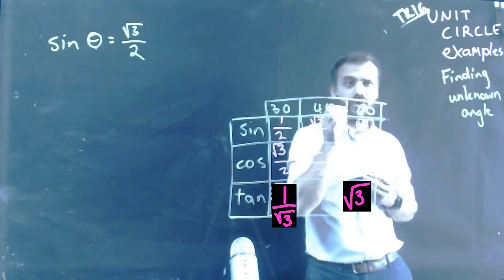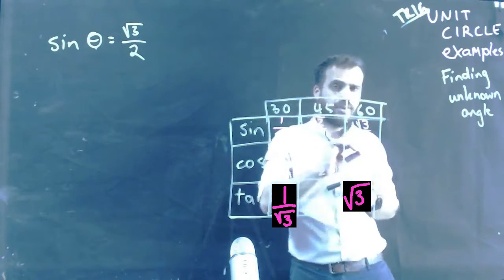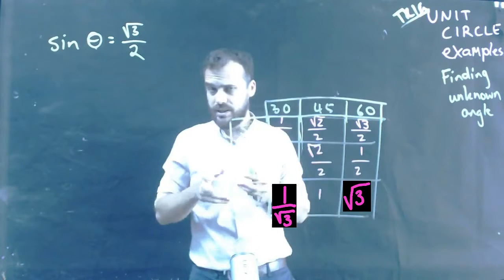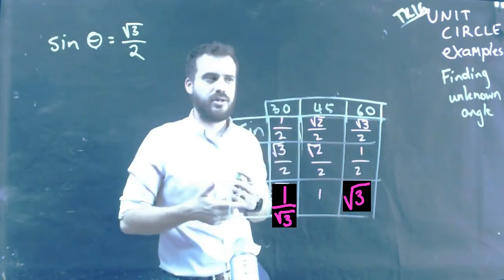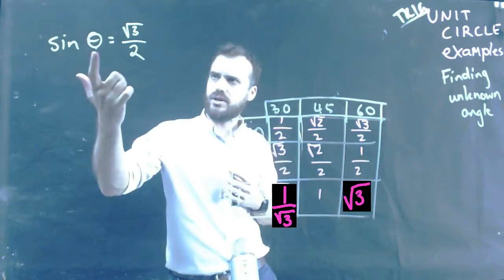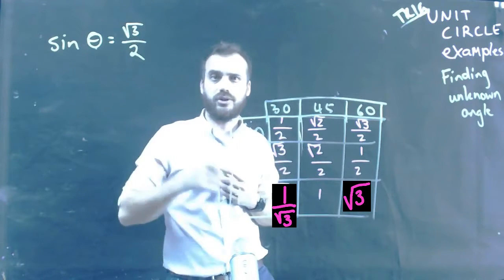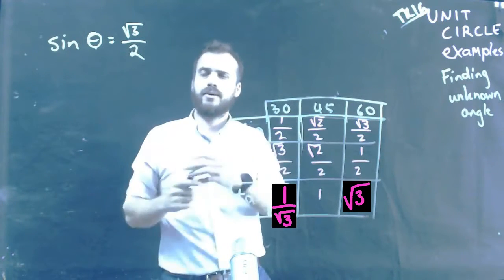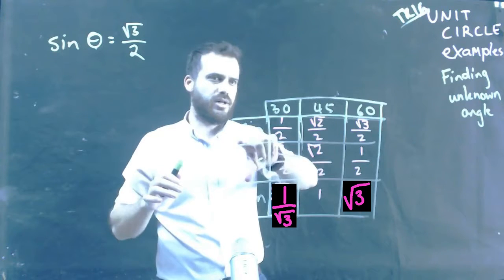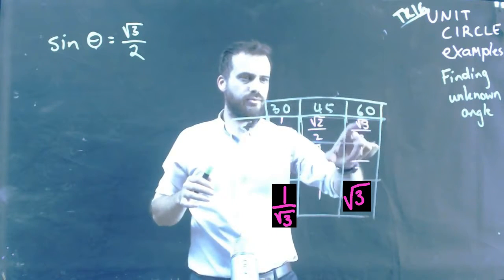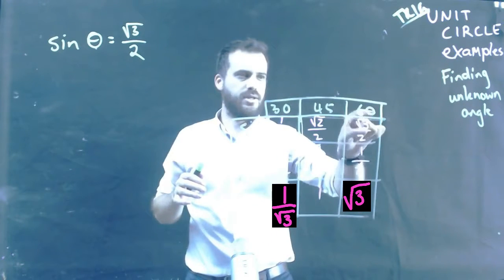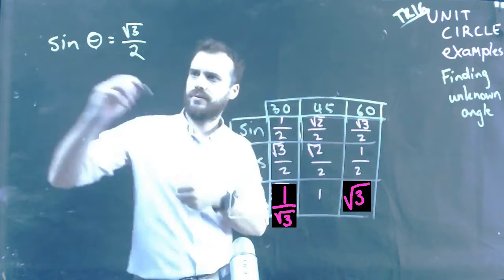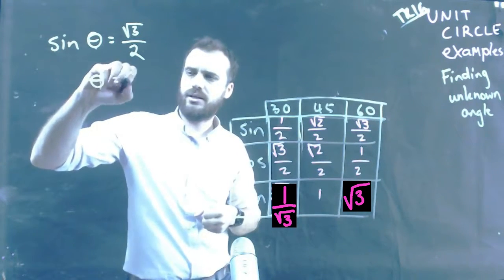So in this video I'm going to be finding an unknown angle. At first glance it looks really easy, but then it gets more complicated. So the question: sine theta equals root 3 on 2. You've got to ask yourself, what's theta? Well, it's pretty simple, because sine of 60 is root 3 on 2, there it is. So the answer must be 60, and you can jump to that in one step.